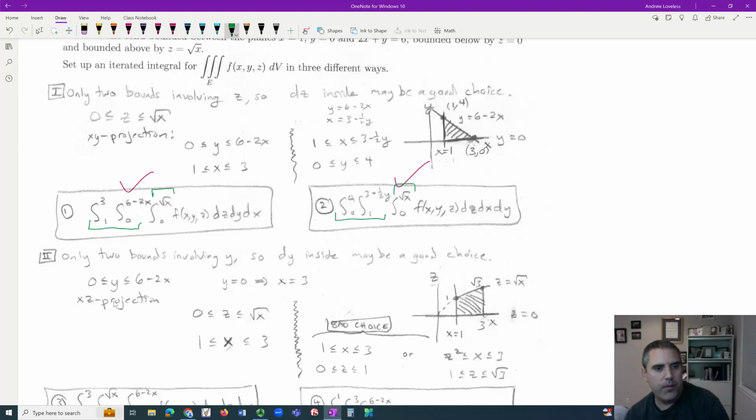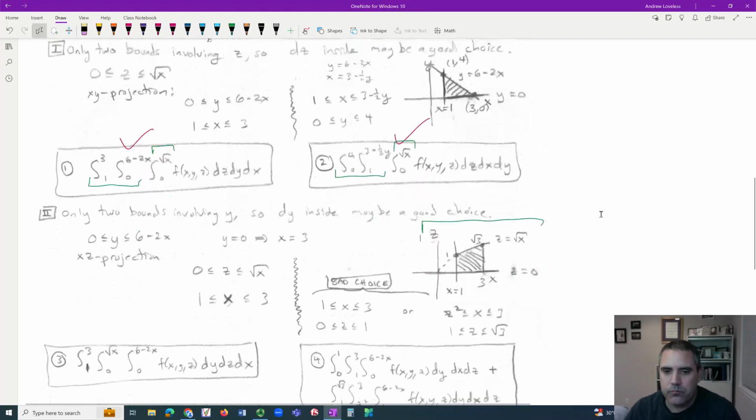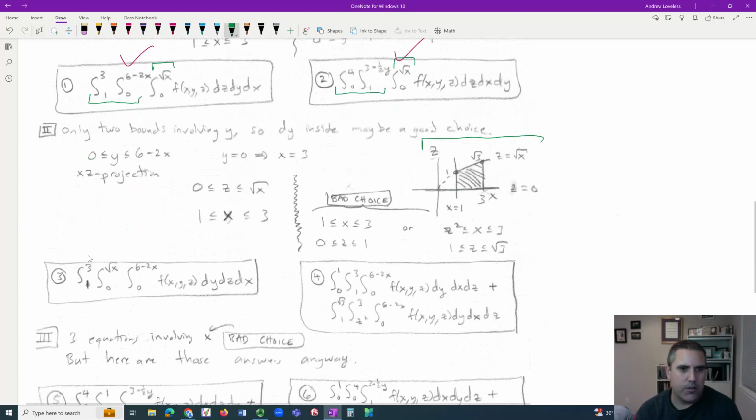Let's do another one. Only 2 bounds involve y, so dy may also be a good choice. Same things I said. I did some intersection. I did have to realize it was over here. That did require you think a little bit about what it was. We talked about that. And then just like I said, here's what you get. Chose this for the inside. Here's what you got in 2D.